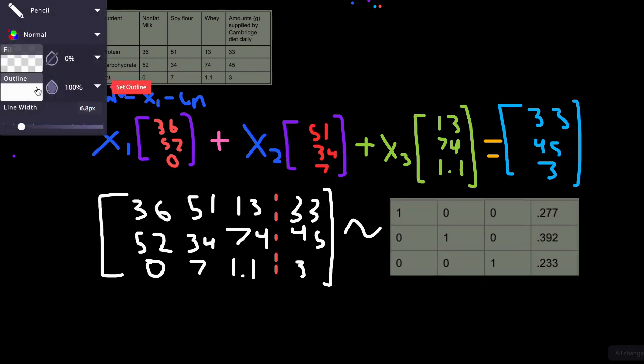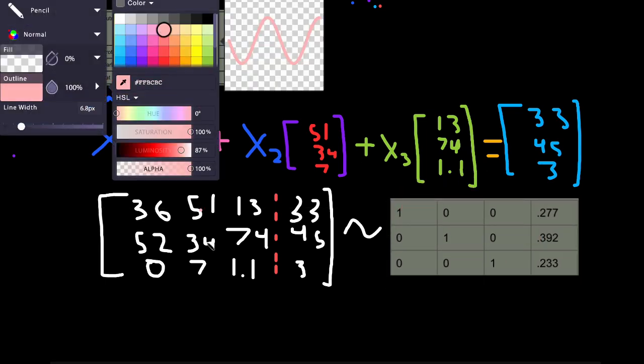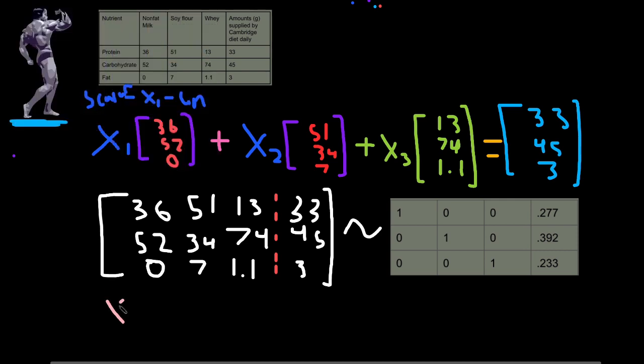From this matrix, we can write that x1, which again is this variable here and is our first pivot, is equal to 0.277. So this is the amount of non-fat milk we need in our diet to look like this.